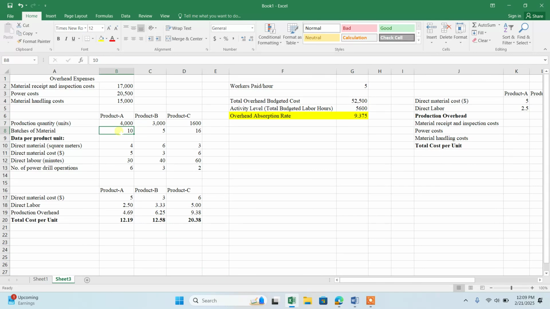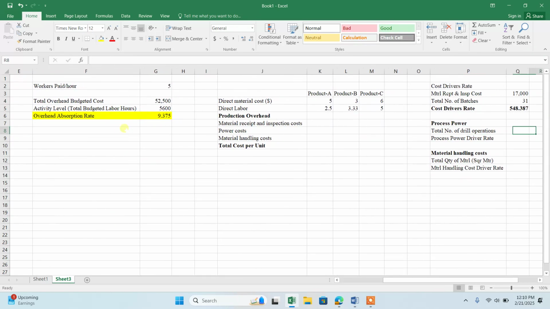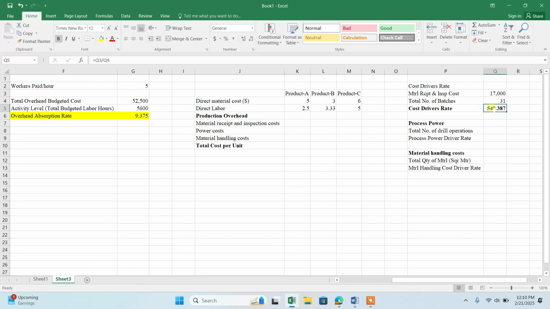What I'm going to calculate, the question is that you're supposed to calculate the cost of one unit. How much material cost me for one unit of A, and it is based on the batches. They are given that 10 batches are used by product A, but this is for the 4,000 units. Now I have the rate of one batch, 548, but I need to calculate the total cost of one unit. Now how can I calculate the total cost of one unit?